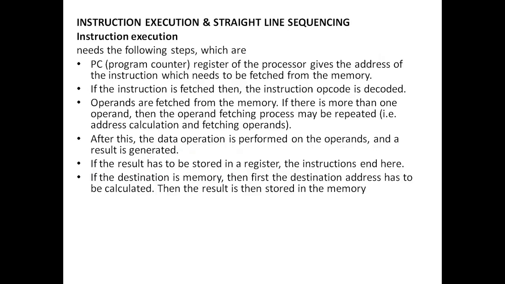Second type, 2 address instructions. The syntax structure for 2 address instructions is opcode, source, destination. Example, add a, b. In this instruction only 2 operands are used, so it is called a 2 address instruction. a and b are operands. This adds the contents of memory locations a and b, and the result is placed into the location of b.